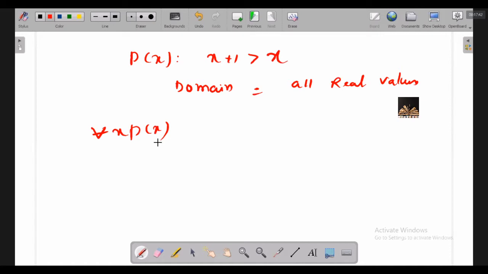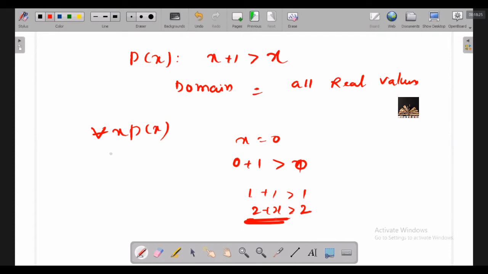What are the possible values of x? All real values. For example, x equal to 0: 0 plus 1 is greater than 0, which is true. If x takes 1, 1 plus 1 is greater than 1, true. Next, 2 plus 1 is also greater than 2. For every possible value of x, the predicate x plus 1 greater than x is true. For all x, P of x is true only if it holds for all values. Otherwise, if any one fails, it is false.